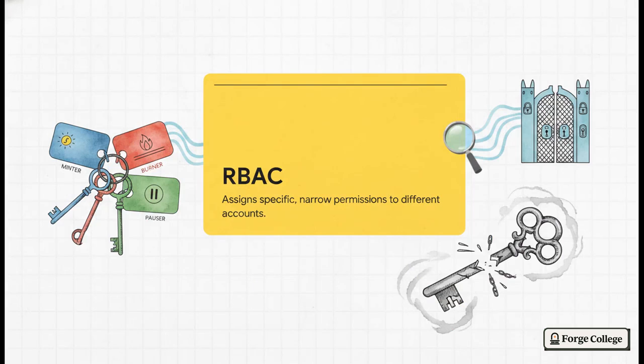Next, we have role-based access control, or RBAC. This pattern assigns specific, really narrow permissions to different accounts. We're talking about a minter role, a burner role, or maybe a pauser role. Think of RBAC like handing out specialized, restricted key cards to your team instead of just giving everyone the master key. Now, it definitely adds complexity because you actually have to manage who gets what, but it significantly neutralizes that terrifying single key risk we just talked about.